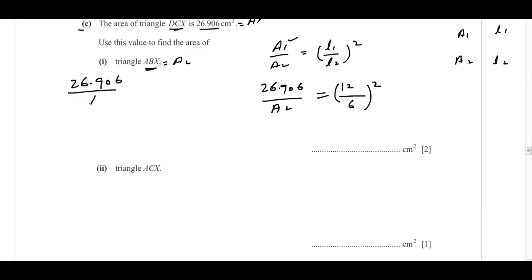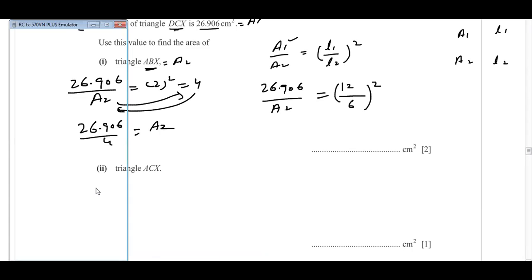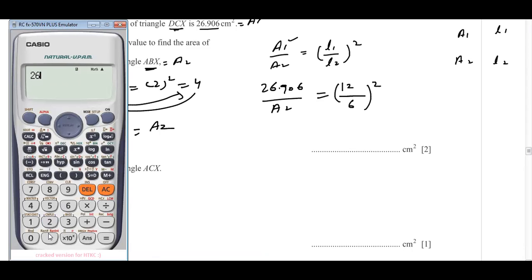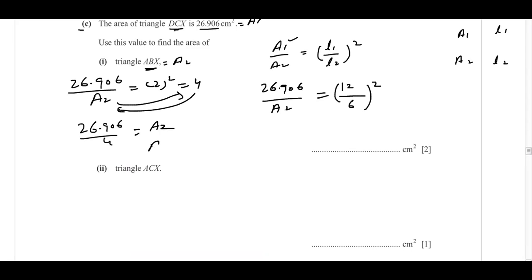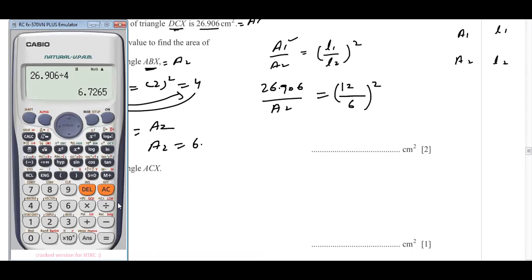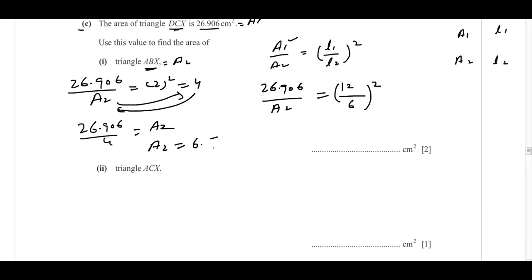26.906 over A2 will be equal to 6 over 12, over 6 will be 2. So 2 square. 2 square is 4, okay? So I can write equal to 4. Then next to find A2, shift A2 on this side and 4 on this side. It will become 26.906 over 4 is equal to A2. Okay, let's calculate this one. 26.906 divided by 4. That will be 6.7265. A2 is 6.7265.